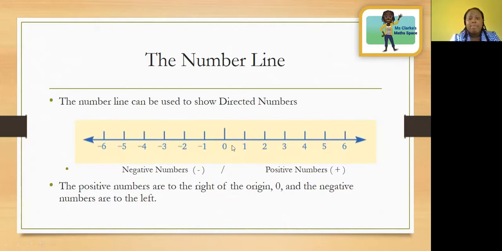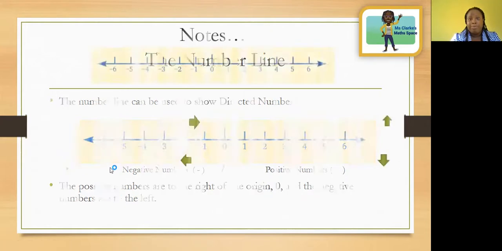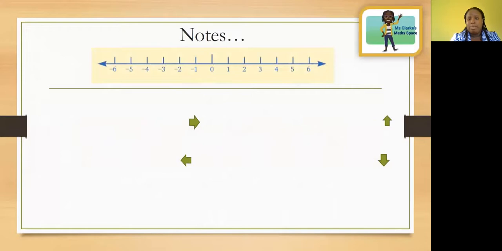So we can see here the positive numbers on this side and the negative numbers on this side. As you can see, the cursor is moving. So the positive numbers are to the right of the origin 0, because 0 is neither positive nor negative. So this is the anchor or the marker to separate the positive and the negative numbers. So the positive numbers are to the right of the origin 0 and the negative numbers are to the left of the origin 0.